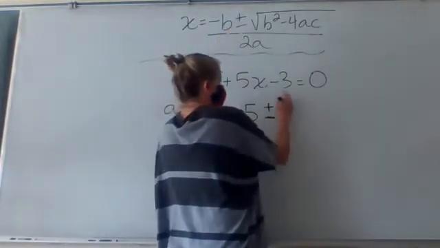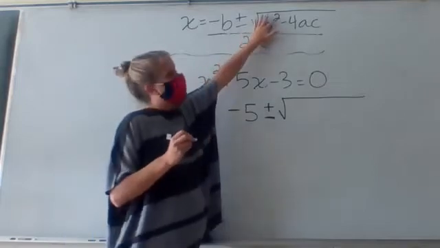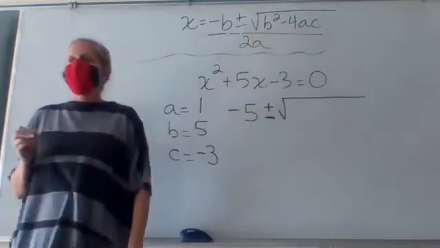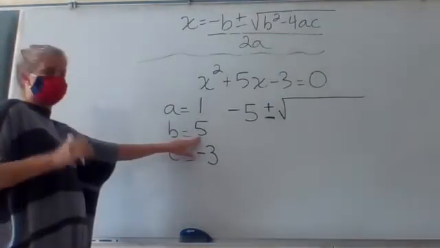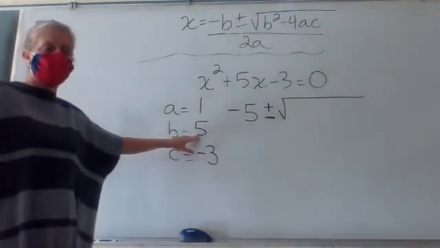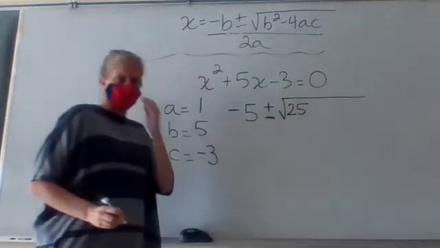Now I'm going to have this long square root with all this underneath it. The first thing underneath my square root is a B squared, which means multiply it times itself. So what is my B squared in this situation? 5 squared, which would be 25.